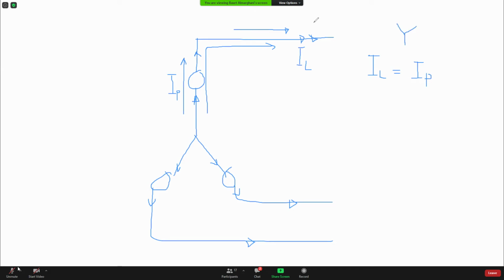Now we get to the rule at the end. V line equals square root of 3 V phase and angle plus 30. You're going to add 30 degrees to the phase. I line equals I phase. This is for Y connection.